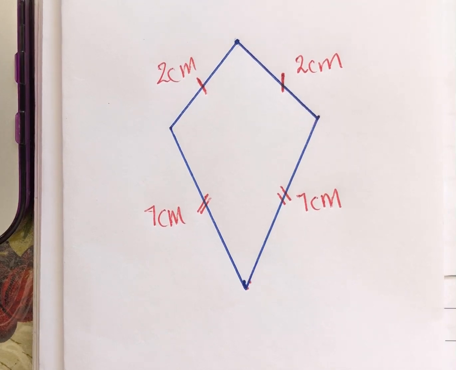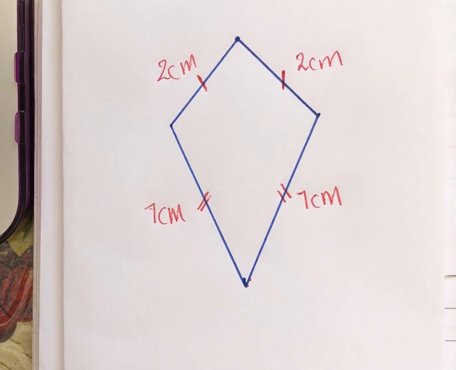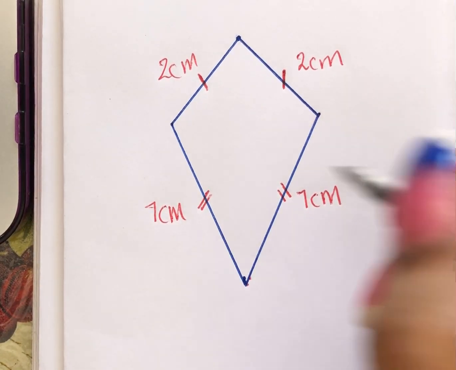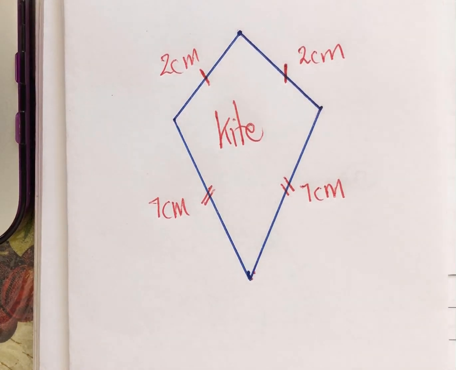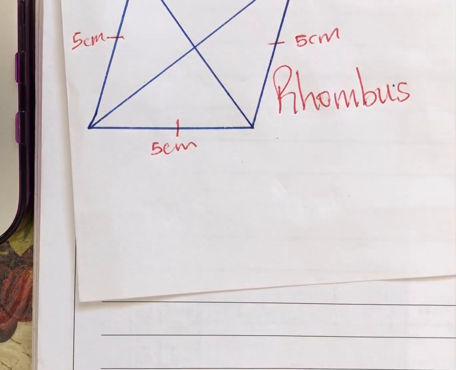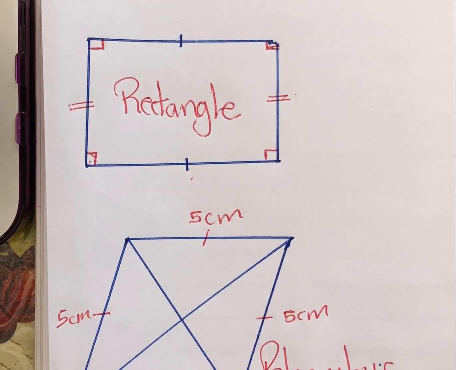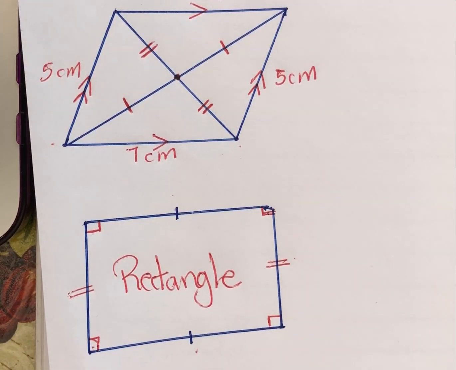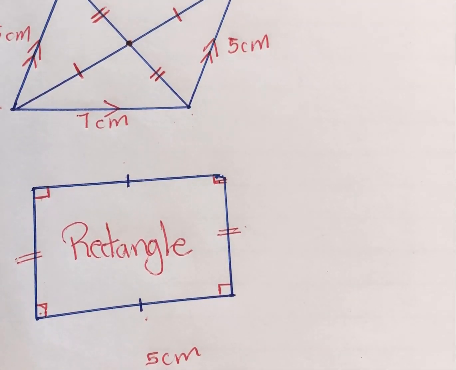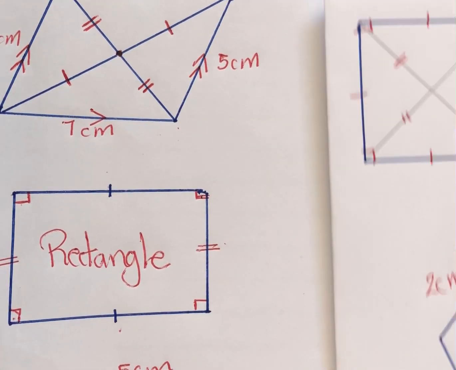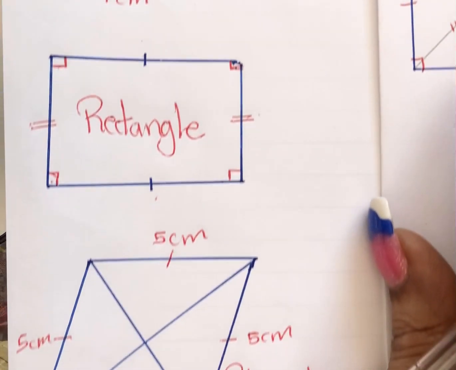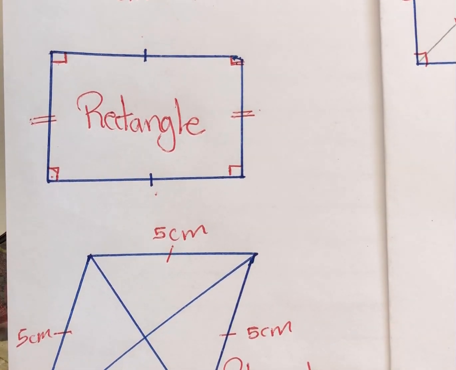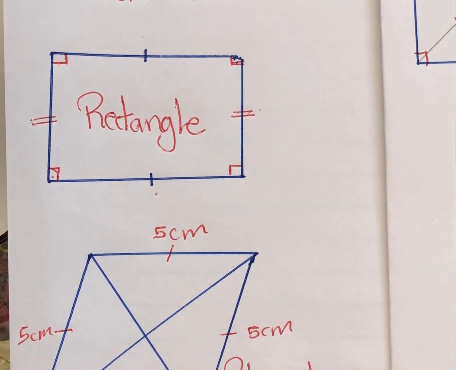What is the special name given to this quadrilateral? It is called a kite. So let us look once more. We've looked at quadrilaterals, and it was said that quadrilaterals are 4-sided shapes. We looked at trapezium, rhombus, rectangle, square, parallelogram, and a kite.